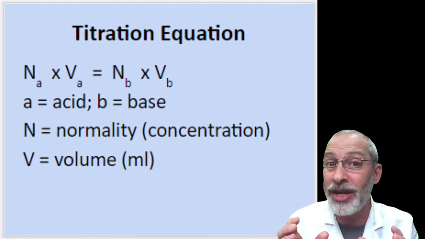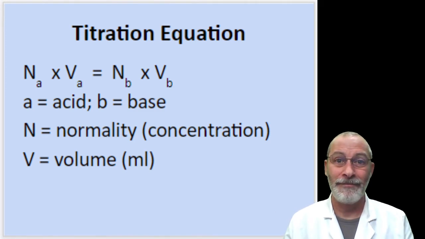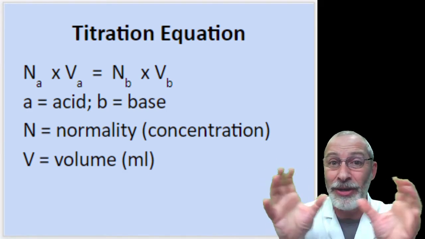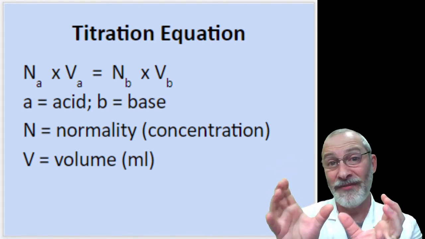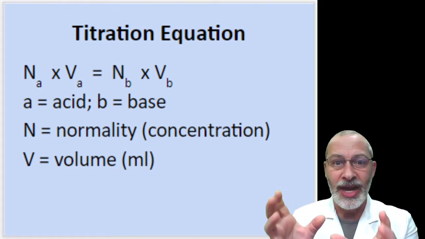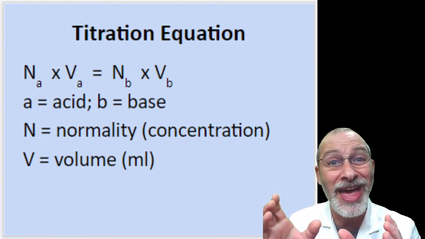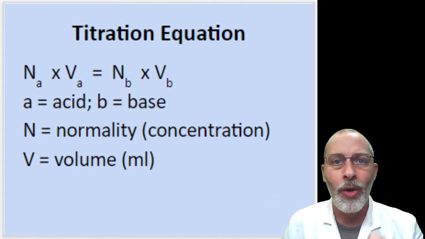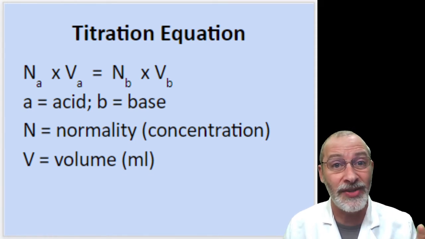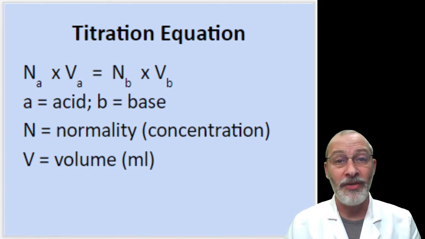in a titration neutralization reaction. In other words, if you are able to neutralize an acid and a base to get a pH of 7, then you can always multiply the concentration times the volume of the acid and equal the concentration times the volume of the base.